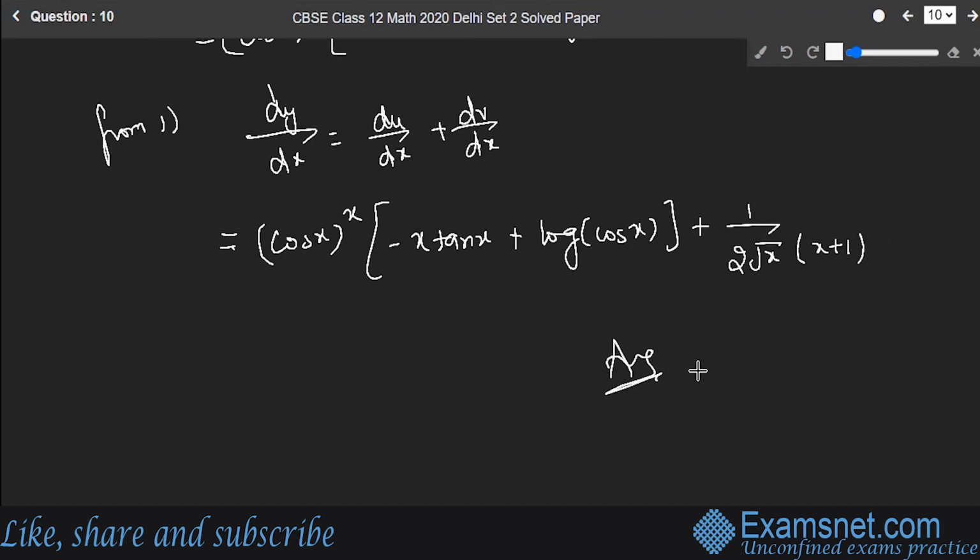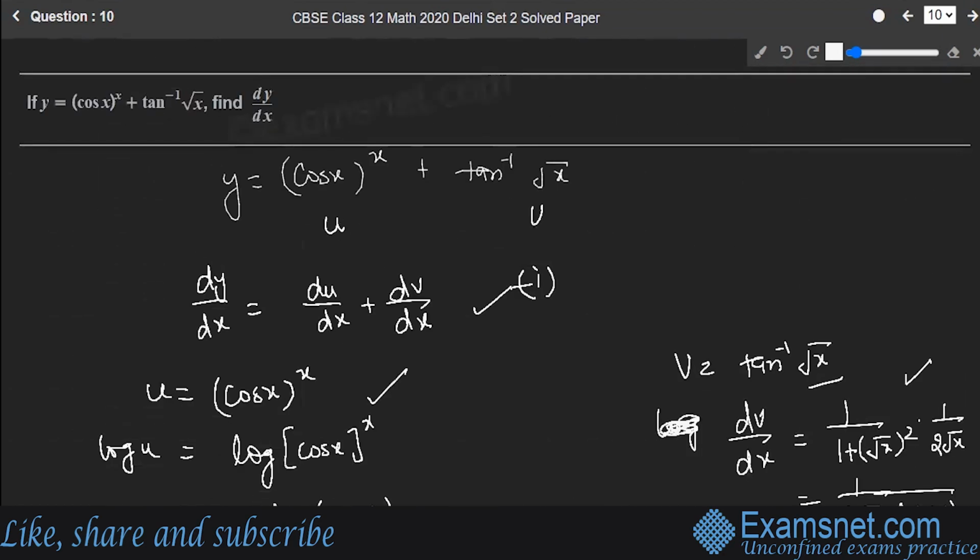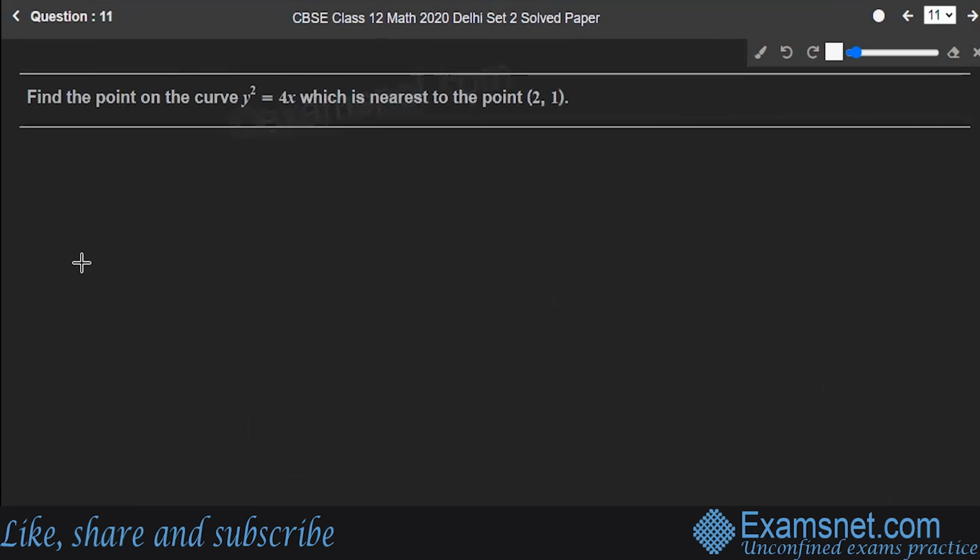Hope you understood that. Let's move to the last question of this set, that is question number 11. Find the point on the curve y square is equal to 4x, which is nearest to the point 2 comma 1. So this is the curve. Let's make y square is equal to 4x. This is a parabola.